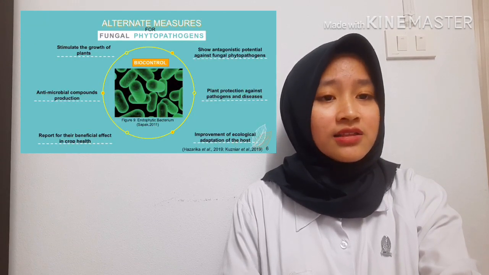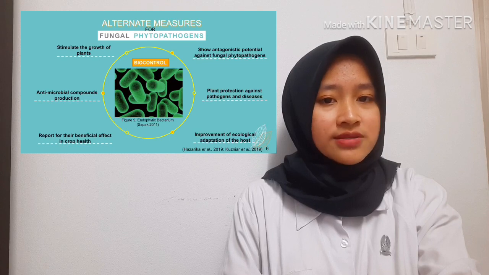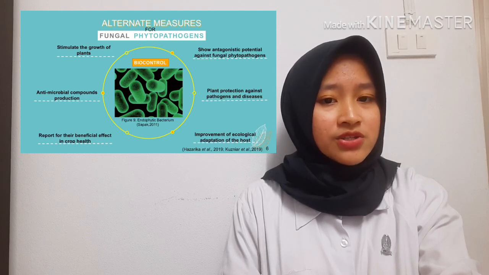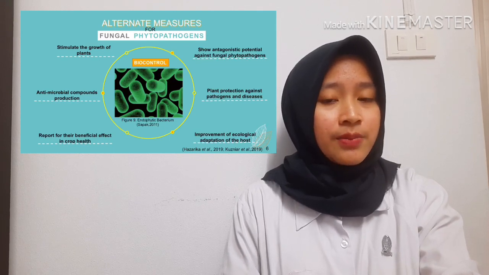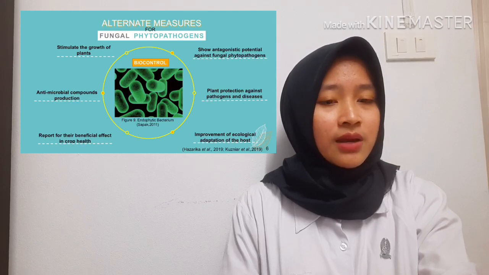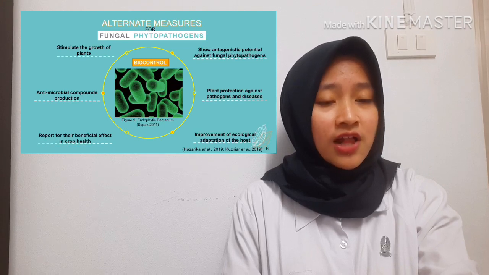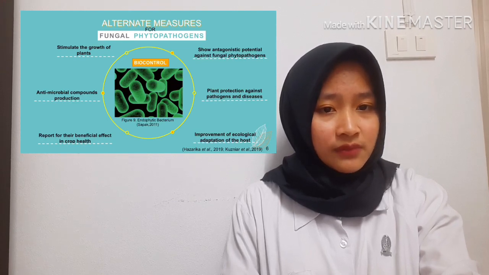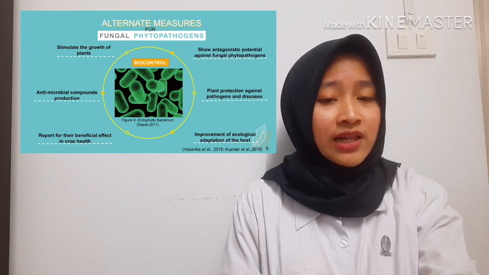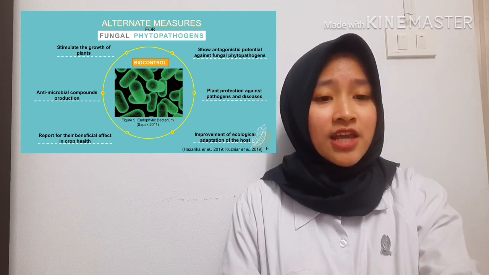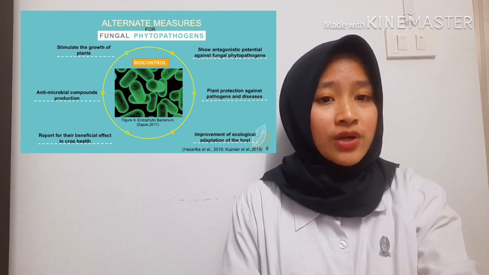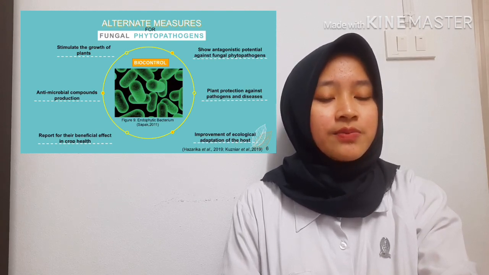That's why there are alternative measures to combat fungal pathogens. It is from endophytic bacteria, and we can use them as biocontrol because they have several effects. First, they stimulate the growth of plants, and they produce antimicrobial compounds. They show antagonistic potential against fungal phytopathogens, and they have been reported for their beneficial effects on crop health. They can be used as plant protection against pathogens and disease, and last but not least, they improve the ecological adaptation of the host.